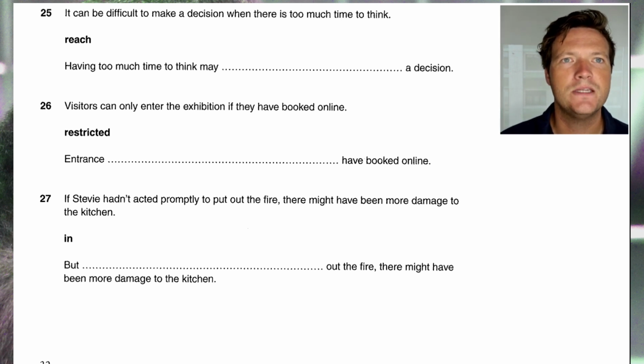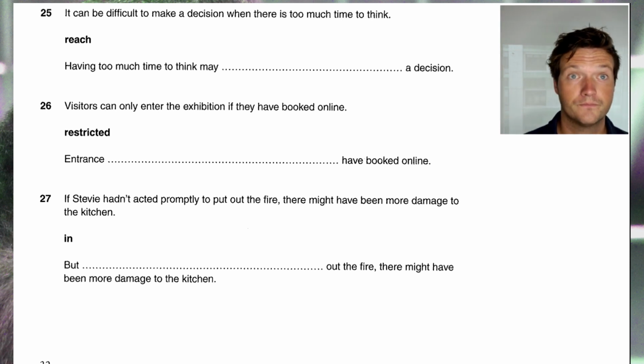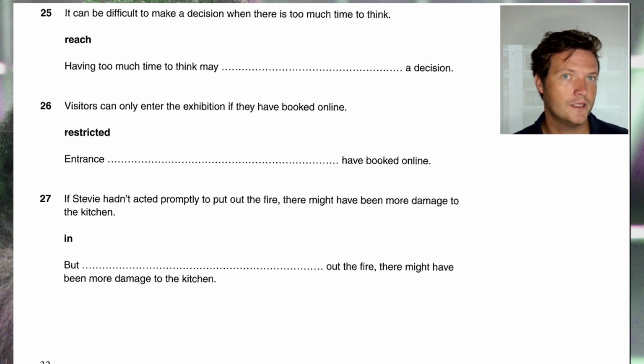It says, it can be difficult to make a decision when there is too much time to think. Okay, let's have a look at the second sentence. We've got the word reach. Having too much time to think may, a decision. So it can be difficult to make a decision. So it can be difficult.